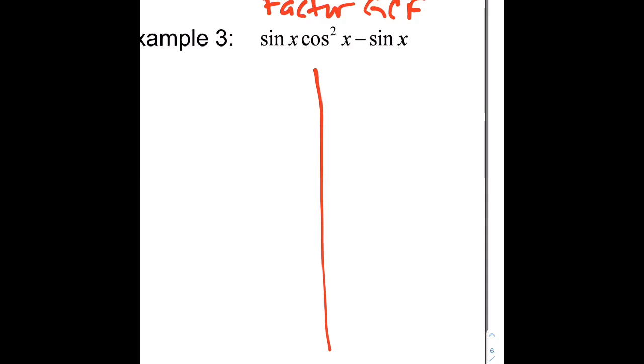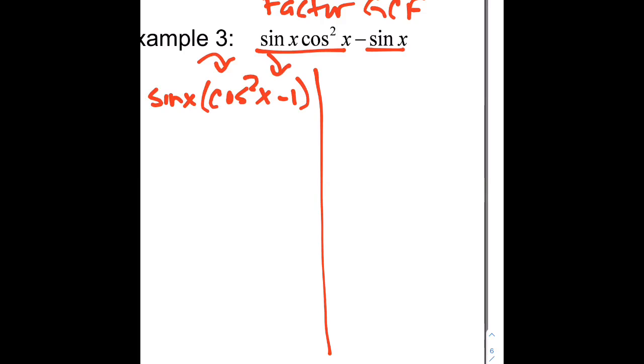And the reason I'm splitting my paper is I am going to show you how to do this an alternate way. All right, if you notice, this is one term, this is your second term. Both terms share a sine of x. What am I going to do next? I am going to write what's left, and after I factor out a sine of x, I get cosine squared x minus 1. Again, you can check your answer. If you would distribute, you should get that original expression back.